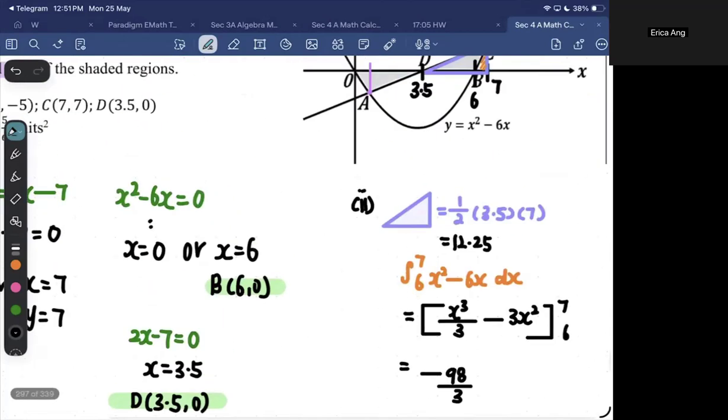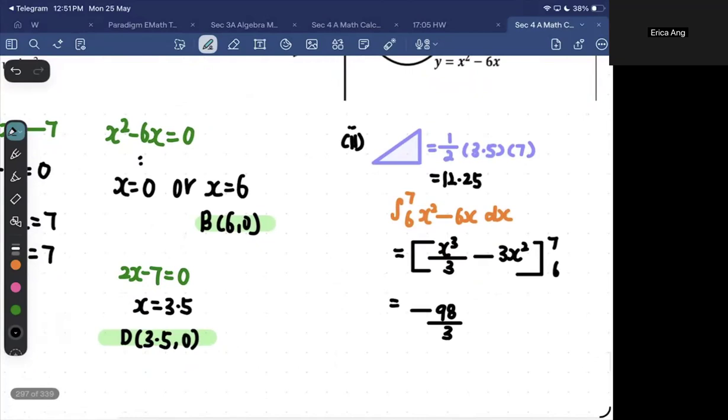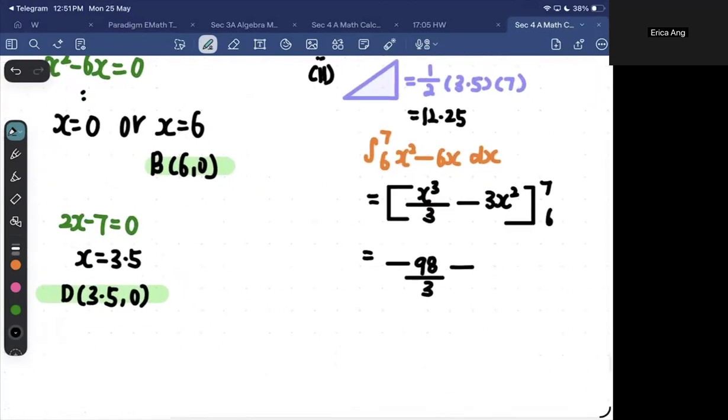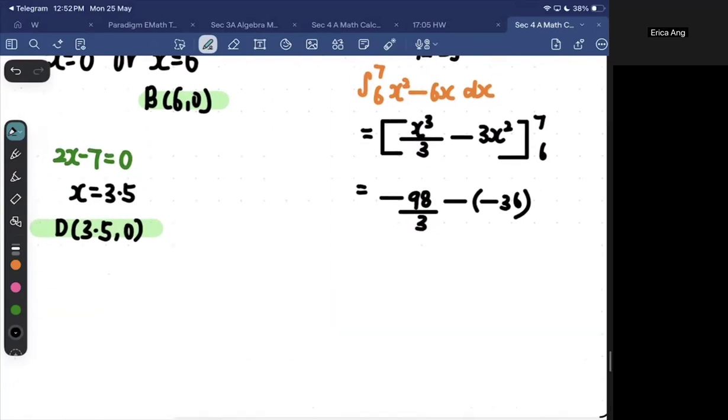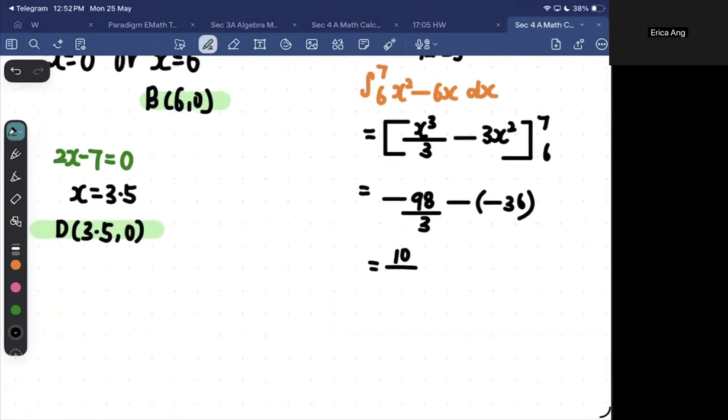Is it area under the graph, right? Just double check. Yeah, it's still under. Then I'll change the 7 to 6. So it's minus negative 36. It had better be smaller than 12.25, yeah? Okay, so minus 98 over 3 minus 36. So this part here becomes 10 over 3.